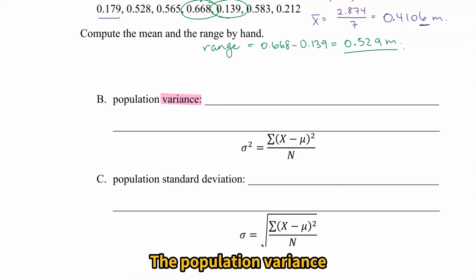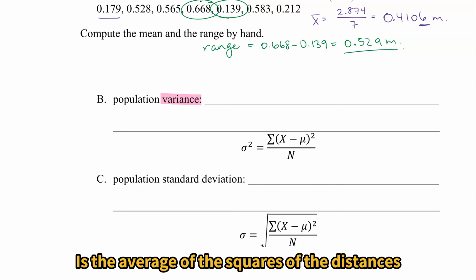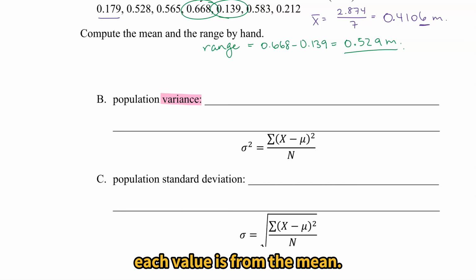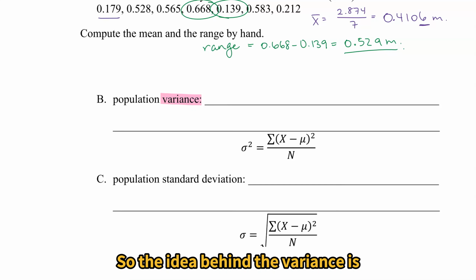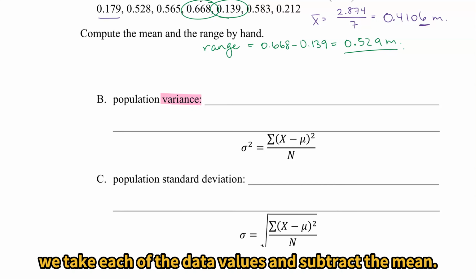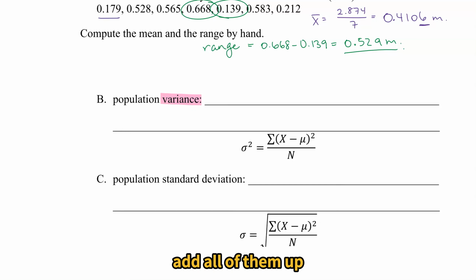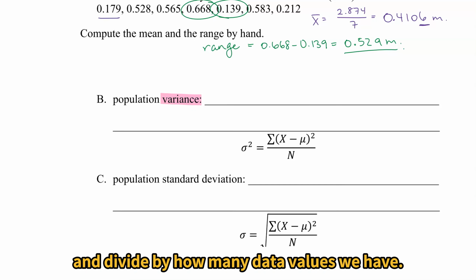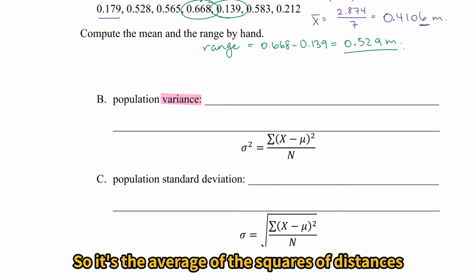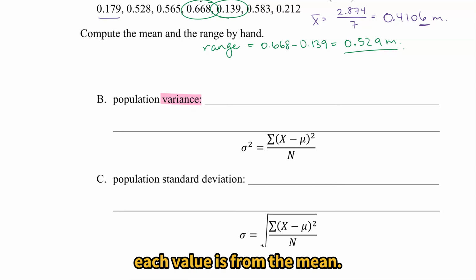The population variance is the average of the squares of the distances each value is from the mean. So the idea behind the variance is we take each of the data values and subtract the mean, then we square that difference, add all of them up for all of the data values, and divide by how many data values we have. So it's the average of the squares of distances each value is from the mean.